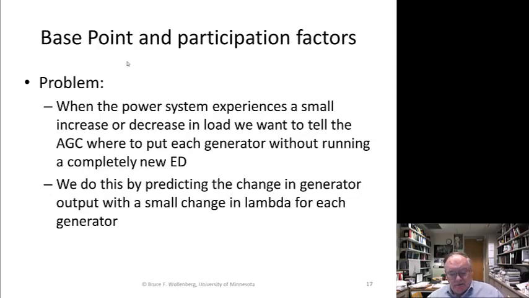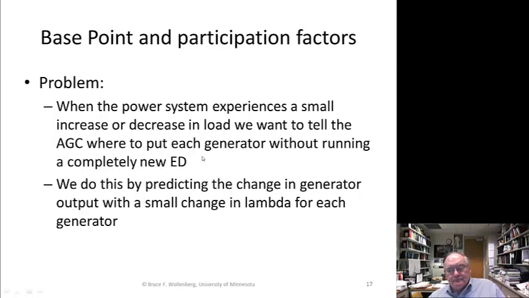Here's another problem that you find in running the power system, and that is when the power system experiences an increase or decrease in load, we want to tell our automatic generation control. There's a program or a function in the control computers that says we have to raise generation. If the load went up, we have to raise generation. If we don't, then there's more load than generation, and the frequency is going to start to go down. In order to keep the frequency more or less constant, we're going to raise the generator output on each generator when the load goes up.